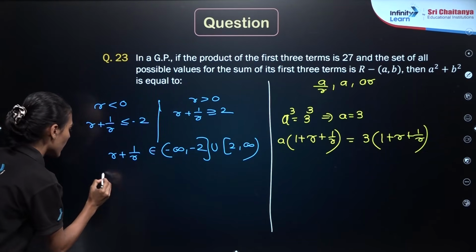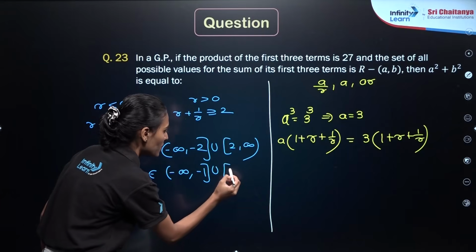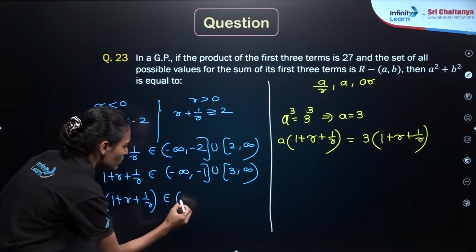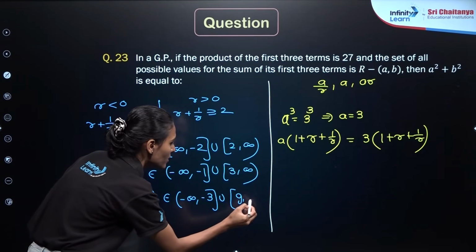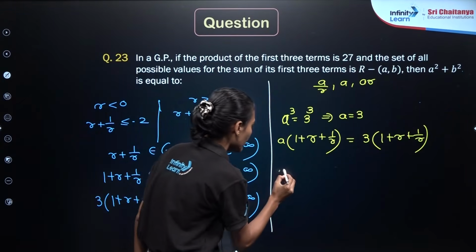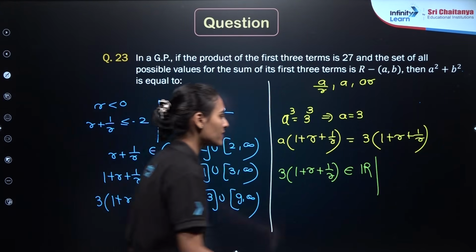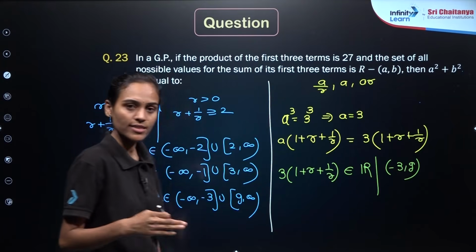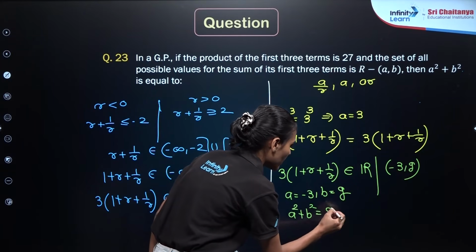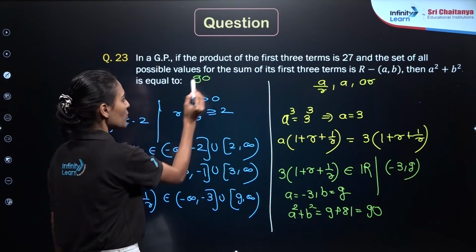Now I want 1, so add 1. 1 plus r plus 1 upon r belongs to minus infinity to minus 2 plus 1, union 2 plus 1 to infinity. Now 3 is multiplied. So 3 into 1 plus r plus 1 upon r belongs to minus infinity to minus 3 union 9 to infinity. That means 3 into 1 plus r plus 1 upon r belongs to R minus the open interval minus 3 comma 9. So your a is minus 3, b is 9. Now if you calculate a square plus b square, it is 3 square, 9, and 9 square, 81. So the answer will be 90, students. So the answer for this question is 90. In this way you can approach this question.